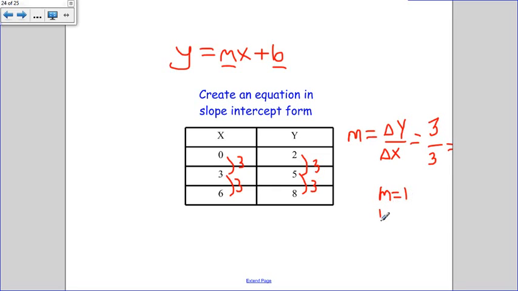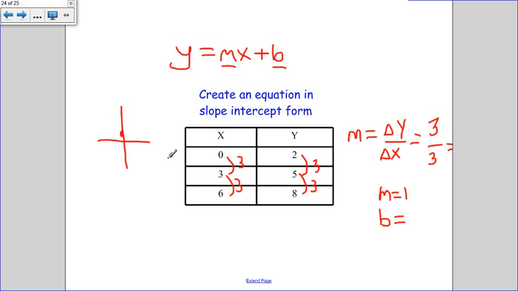Next thing we look for is our b. And remember, our b just means y-intercept. In other words, where does the line cross the y-axis? Well, I can tell that just by looking at our table here. All right, if my x value is 0 and my y value is 2, that means the line crosses the y-axis at 2. Okay, if we think about a graph, okay, if the line crossed the y-axis right there, our x value would be 0.